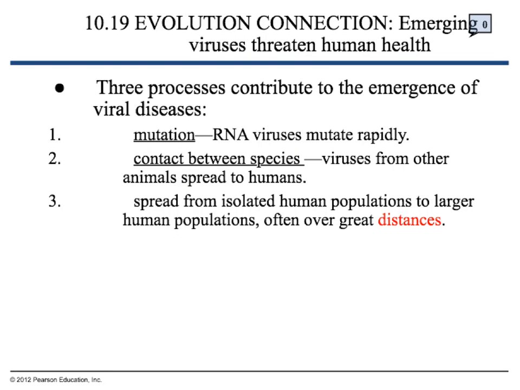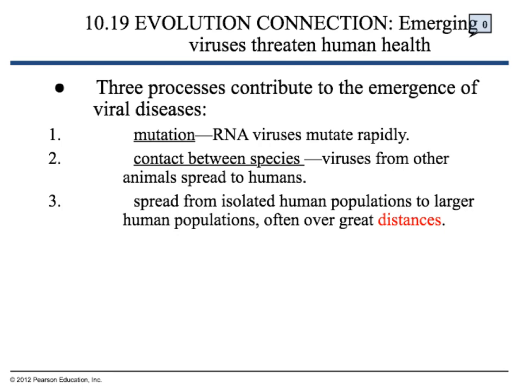So 3 processes contribute to the emergence, and one is mutation. Especially with RNA viruses, they do not have a proofreading mechanism, so they tend to mutate rapidly, and that's why we have so many colds out there. It's also the problem that leads to not having a vaccine for HIV, because the virus keeps mutating so fast that the things that we normally would target using a vaccine, we can't keep up with it.